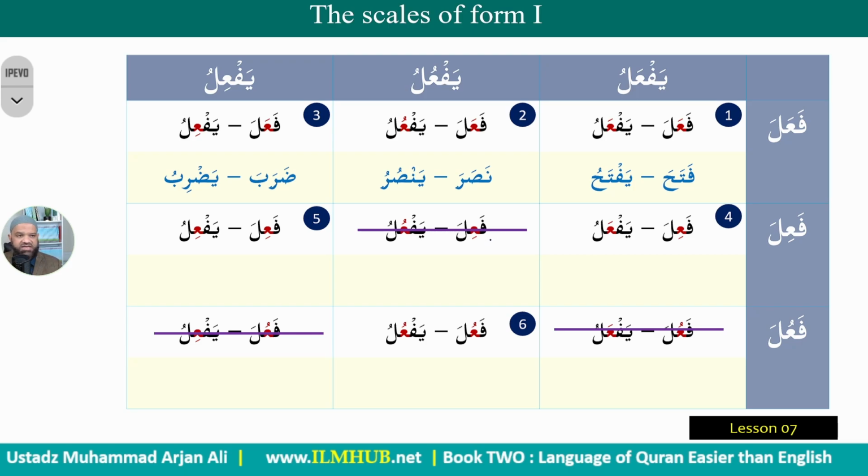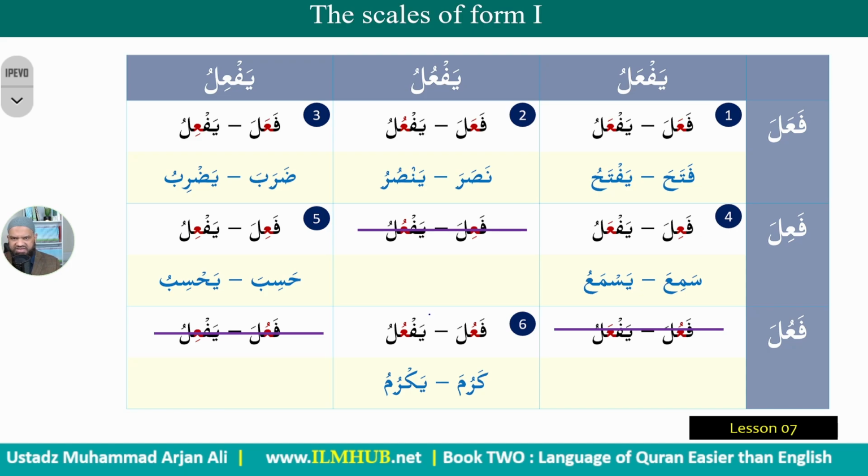When the madi now takes a kasra, we have 2 options. We have sami'a yasma'u. Sami'a yasma'u. Again, rather than trying to remember fa'ila yaf'alu, sami'a yasma'u. And then of course the middle one does not exist. Our 5th scale will be hasiba yahsibu. Hasiba yahsibu. That is your 5th scale, where both the madi and the mudari take a kasra. And the last scale that is available in the language is karuma yakrumu, rather than fa'ula yaf'ulu.